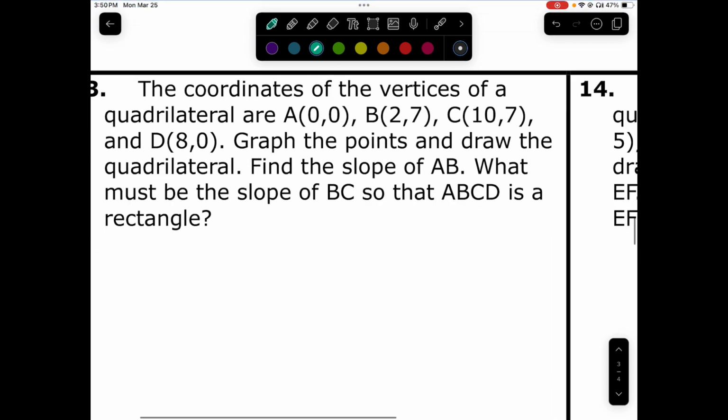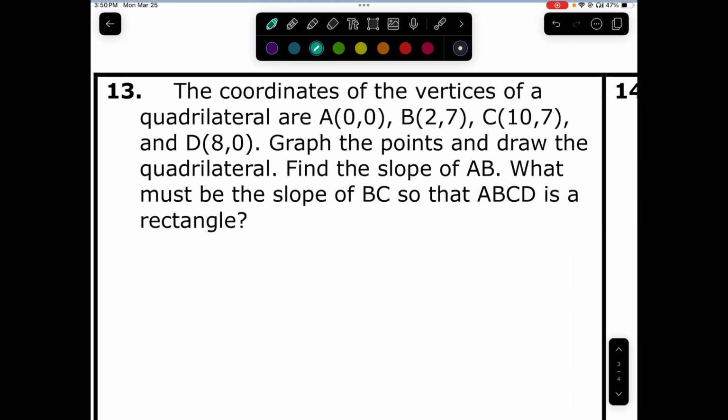Number 13. The coordinates of the vertices of a quadrilateral are A, B, C, and D. Graph the points and draw the quadrilateral. We already did that on number 11, so don't worry about doing it again. You can just go look back at the graph from number 11. Find the slope of AB.